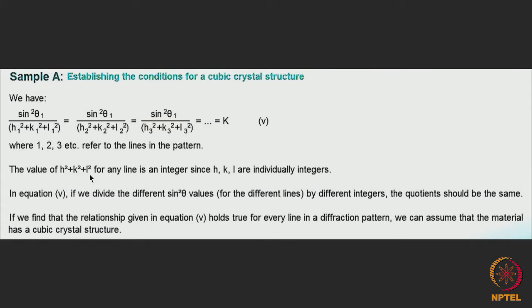So, we know that h square plus k square plus l square can assume only certain values, not every value. Now, suppose we find that this kind of relationship is true for each and every line in the pattern, then we can say that this pattern must be from a cubic material. Unless and until the material is cubic, this kind of relationship will not be satisfied.